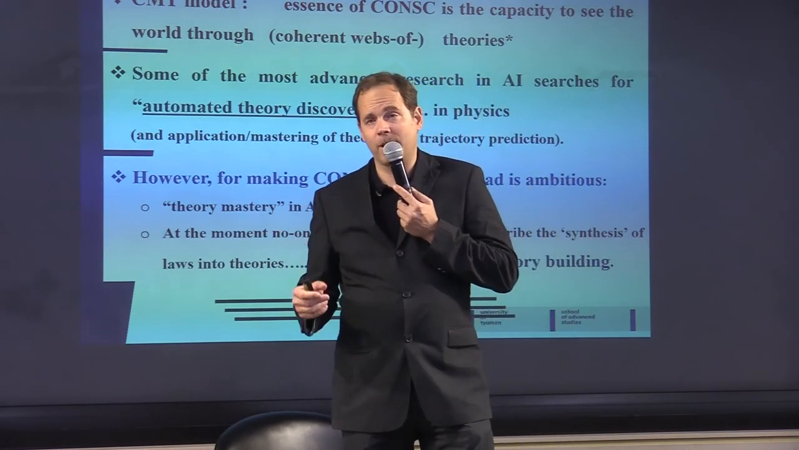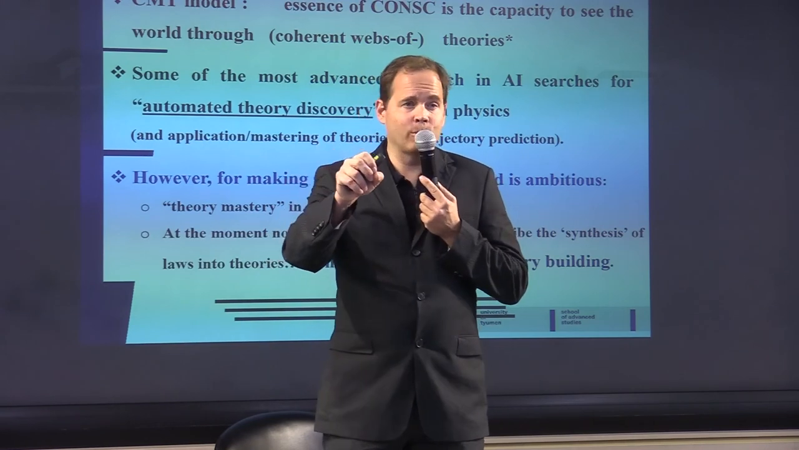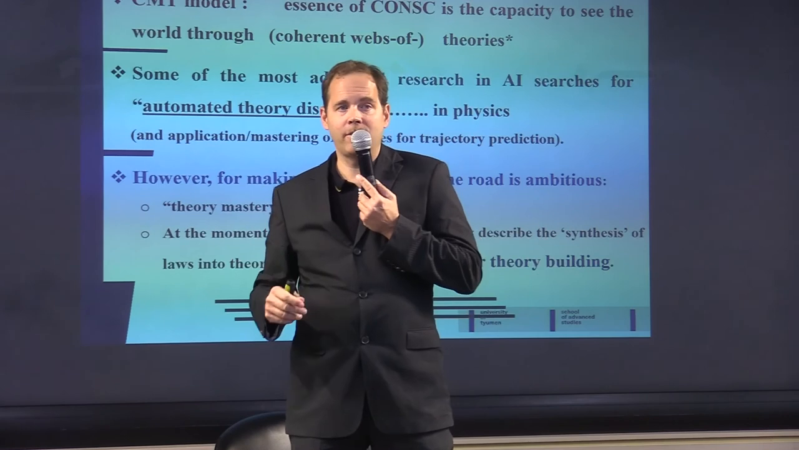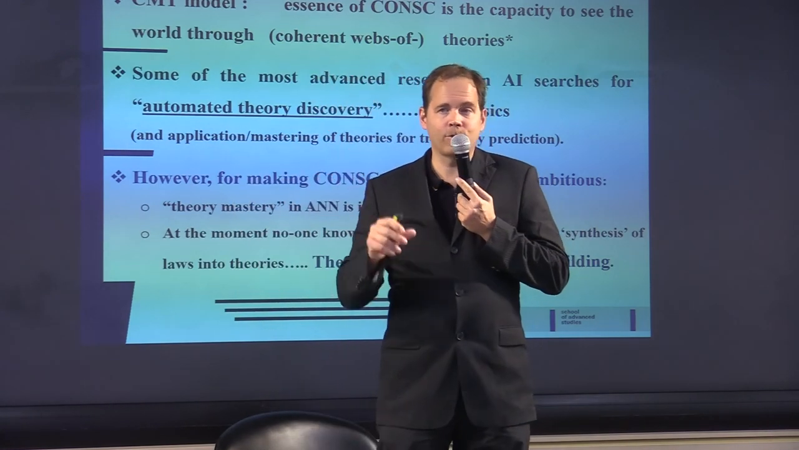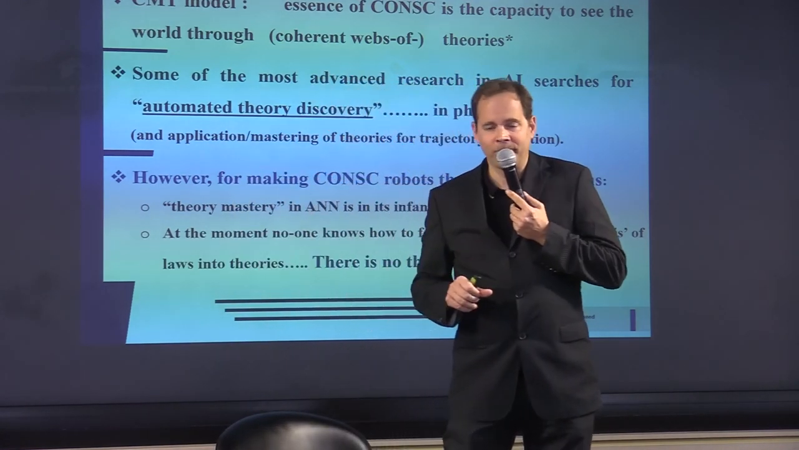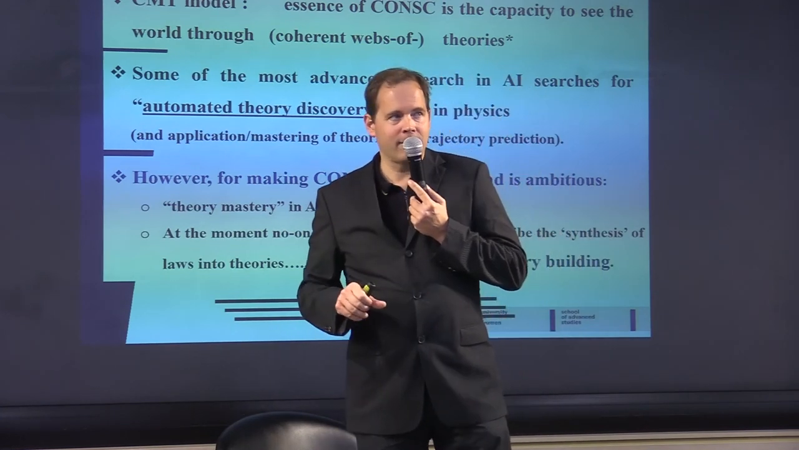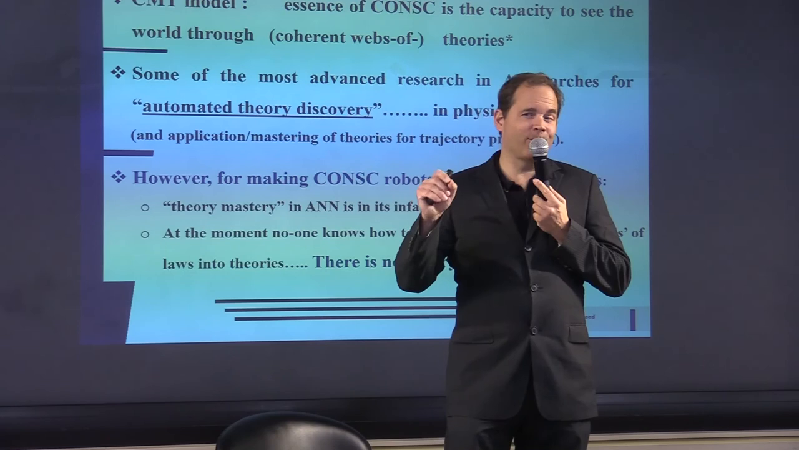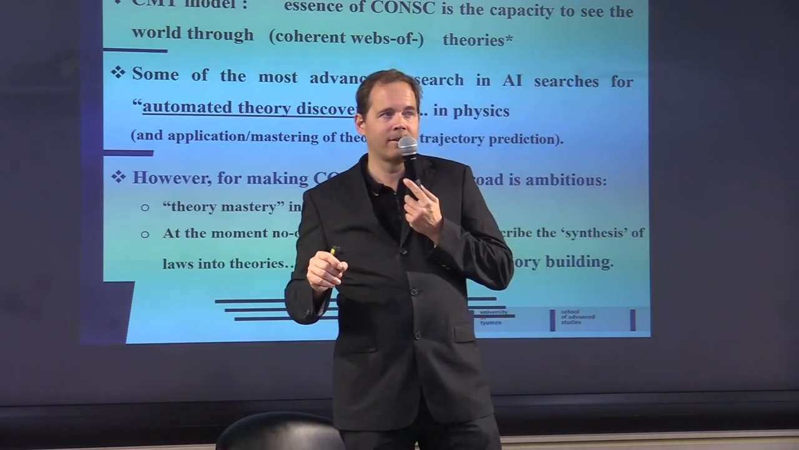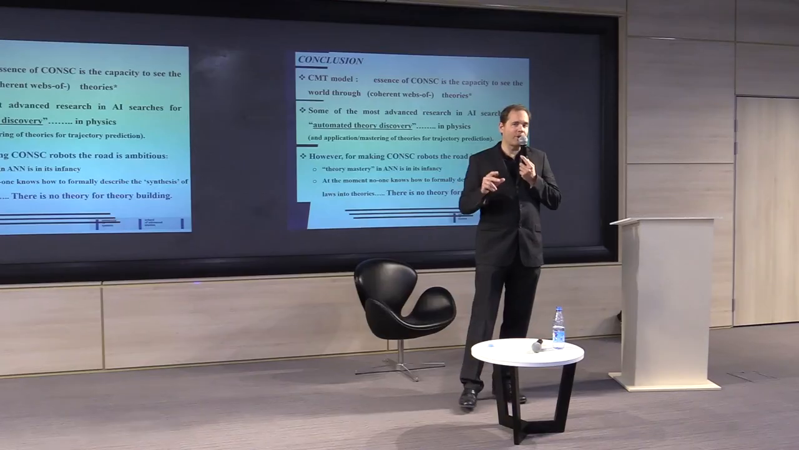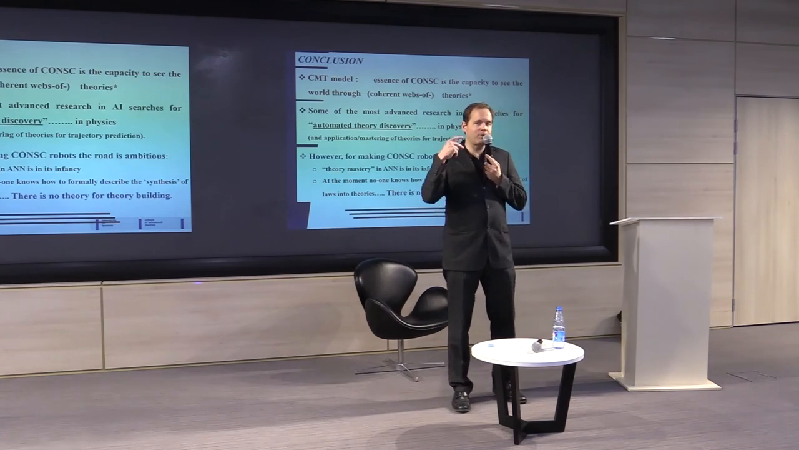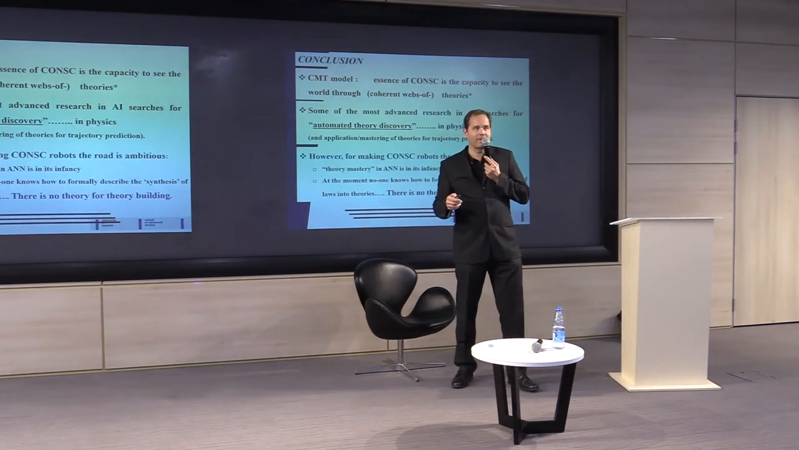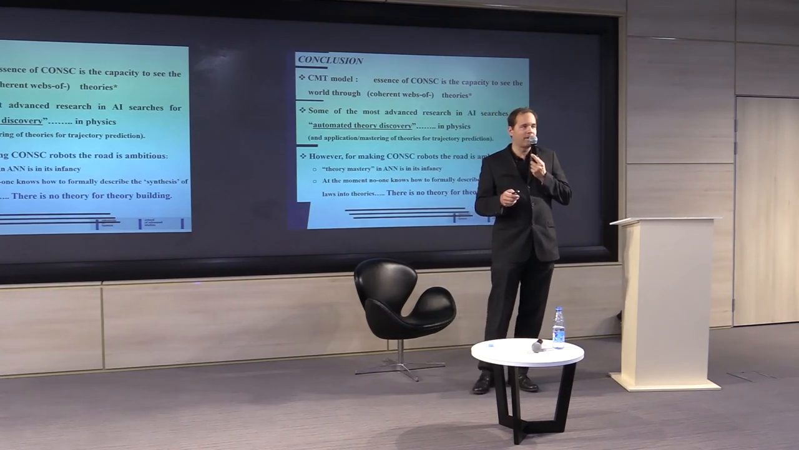Maybe at some point they will be able to deduce ethical laws from data about human behavior, or social laws from observing human beings in a social context. But that is not yet a theory. Laws are key ingredients of a theory, but you need to go further. Okay? And the problem is, no one knows how to do that. There's no theory for theory.